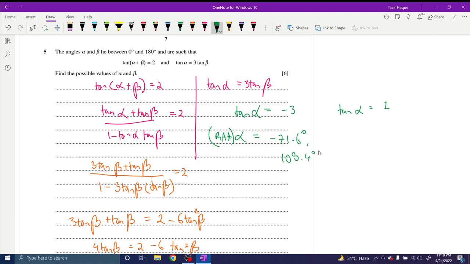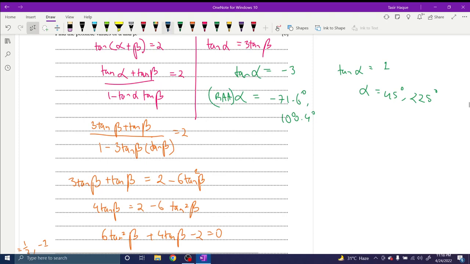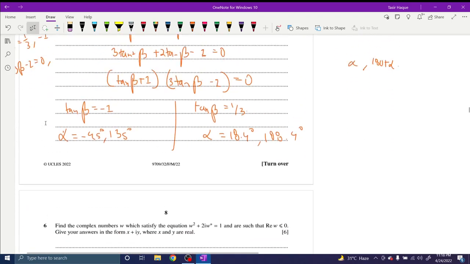What about this one? Tan alpha is equal to 1. So basic acute angle alpha is equal to 45 degrees. The other one is 225 degrees. So let's write our final answers. Which ones fall in the domain? So alpha can be equal to either 45 degrees or 108.4 degrees. Look at how I did not give 45 degrees to one decimal place, because it's an exact answer. I don't need to, right?